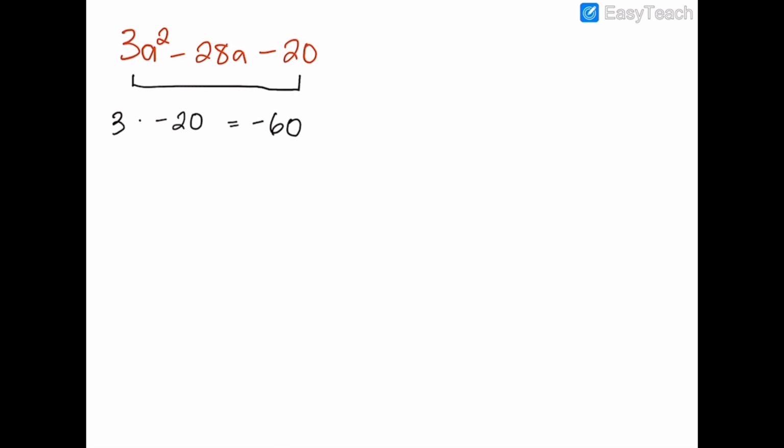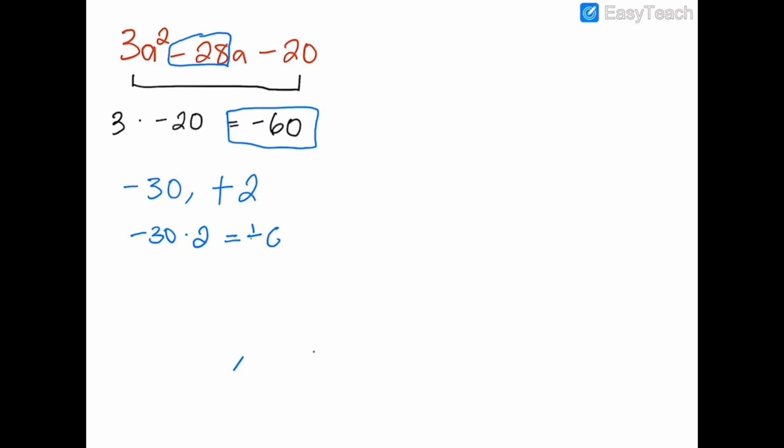Okay, and now the next step would be to find two numbers that multiply to give us negative 60 and add to give us negative 28. So you can try it, but I'm just going to say the answer: it would be negative 30 and positive 2. Keep in mind, I'm looking at the signs in front of these numbers, right? Because I have negative 30 and positive 2. If the signs changed, I would get something different. So negative 30 multiplied by 2, just to prove that it's correct, would be negative 60, and negative 30 added to 2 would be negative 28. That checks out. So then we go on to the next step.